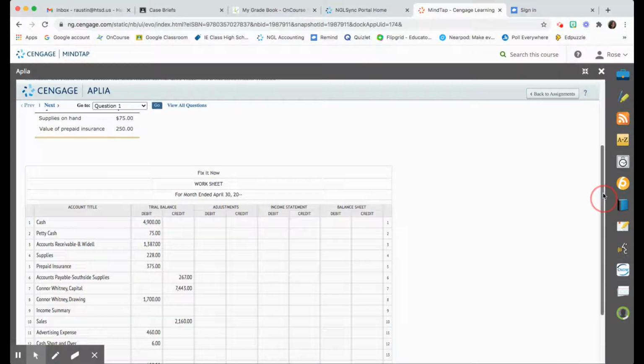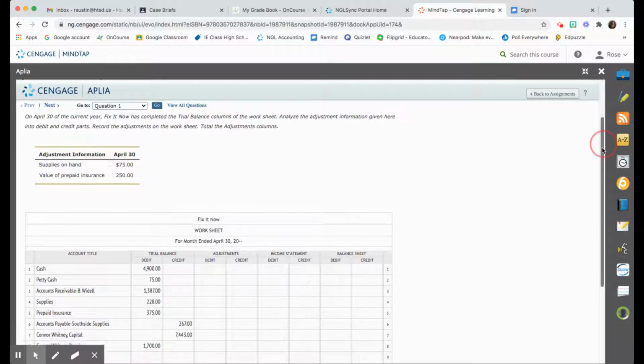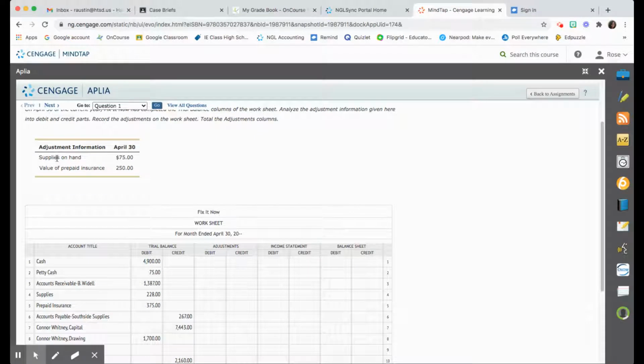Okay, there are two accounts that we're going to adjust before we get ready to prepare our numbers for financial statements. Okay, and up here, the information that they give us should give you a clue as to which two accounts they are. So it says on April 30th of the current year, Fix It Now has completed the trial balance columns, which we did in the last problem. And it says to analyze the adjustment information given here into debit and credit parts and record the adjustments on the worksheet. Okay, so it's telling us at the end of April that the value of supplies on hand is $75 and the value of the insurance policy is $250.